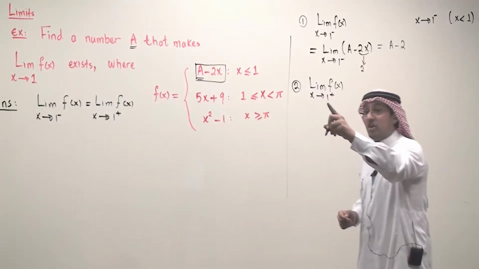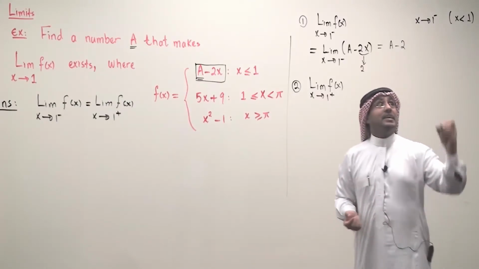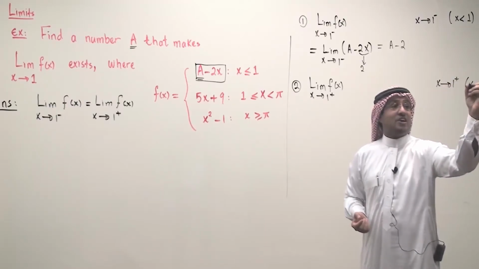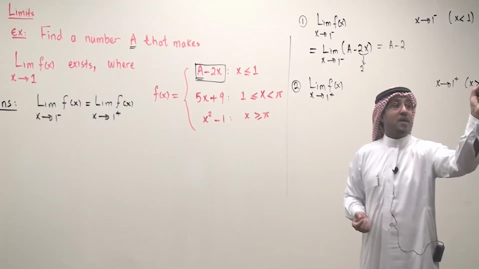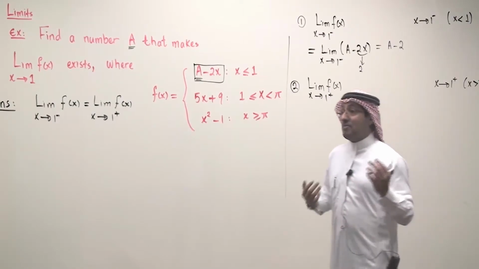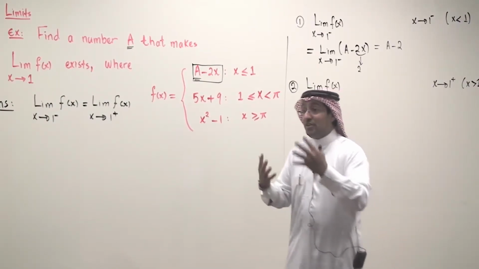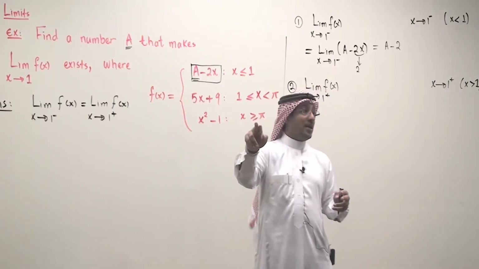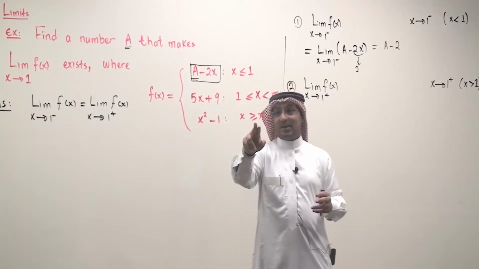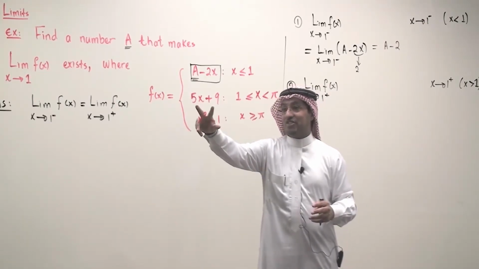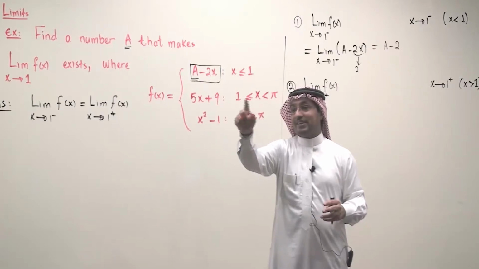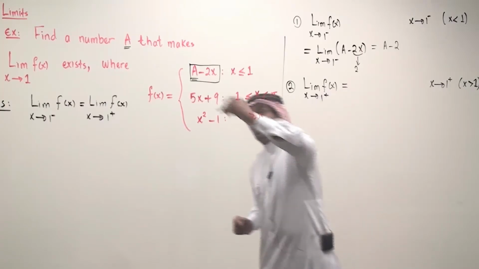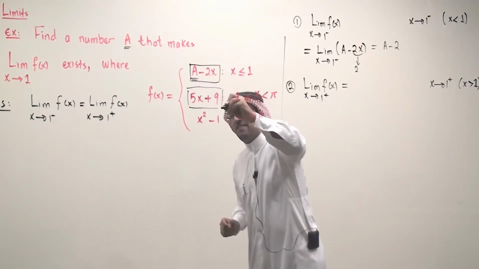When we say x goes to 1 from the right-hand side, it means that the values of x are strictly greater than 1, right? And I'm going to see which is my interesting period. Is this one greater than 1? Well, this is not just greater than 1. This part here is greater than 1 because this is greater than 1 and less than pi. So my function for this part is this one, 5x plus 9.